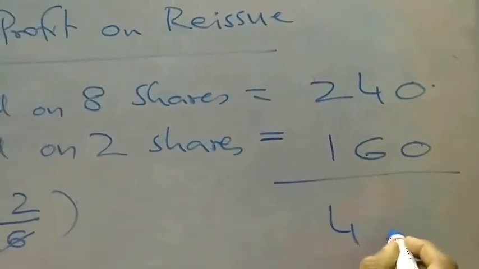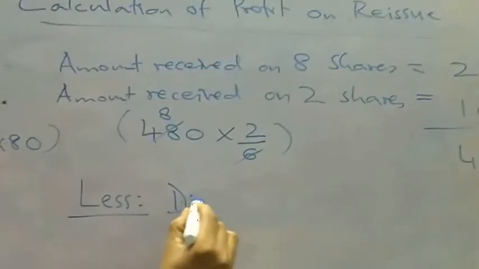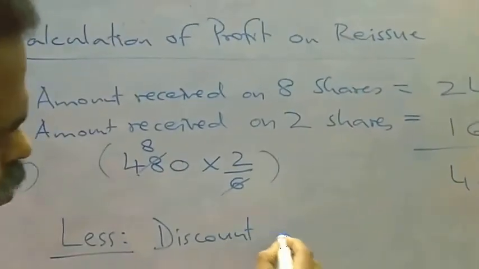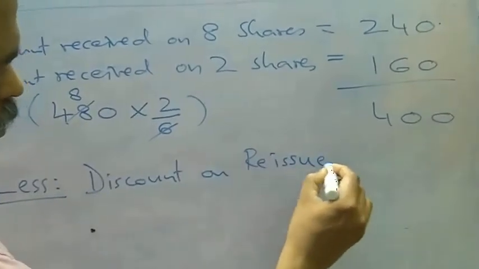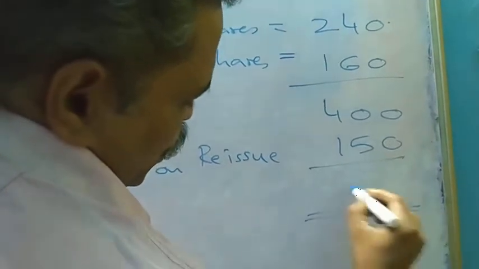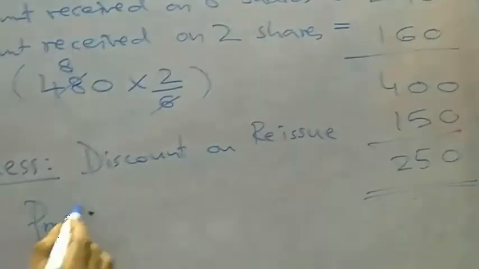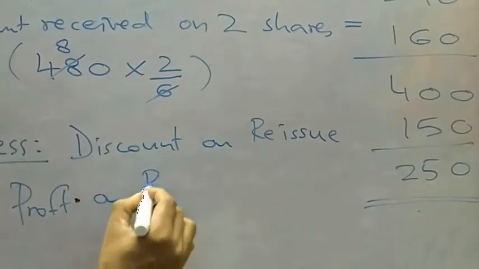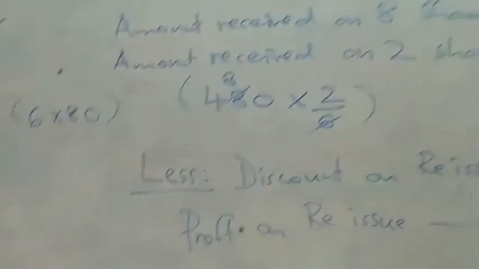You make the total. It is 400. Then you deduct the discount on reissue. It is 150 rupees. So profit is 250 rupees. Profit on reissue. I hope you got it. So then you pass the entry.